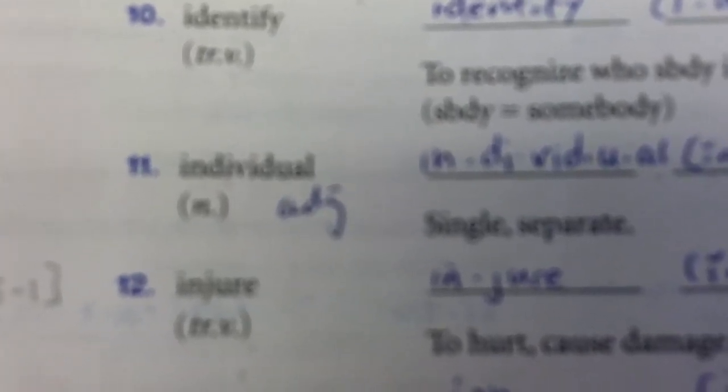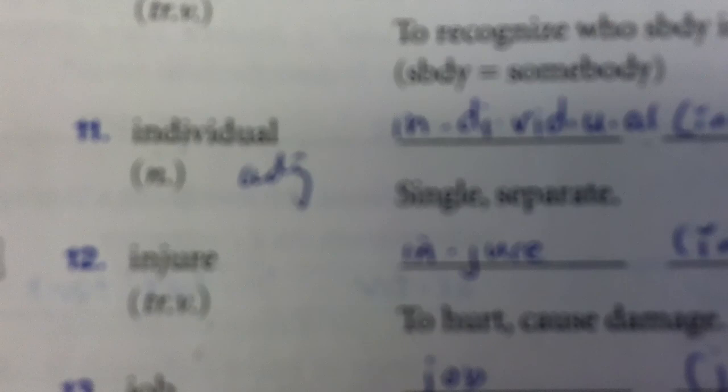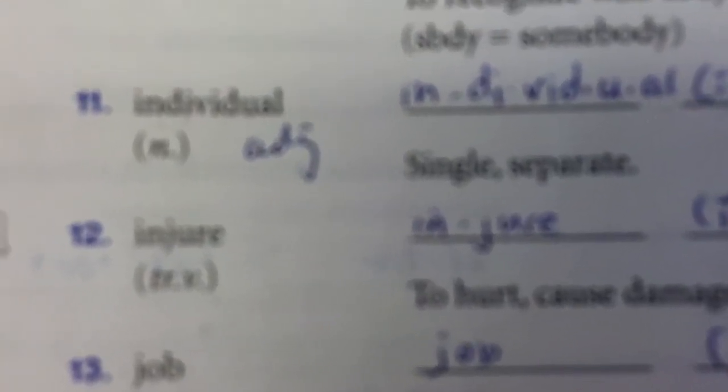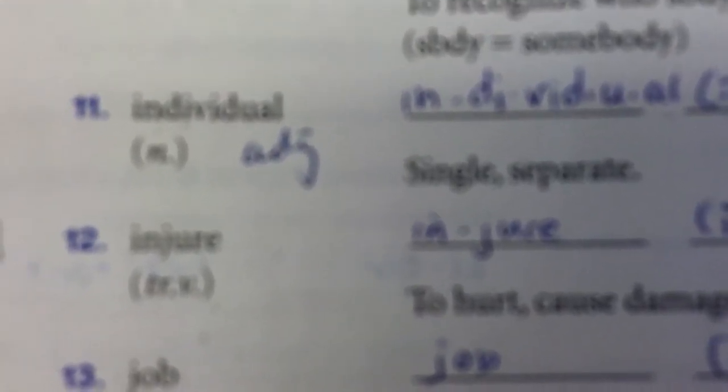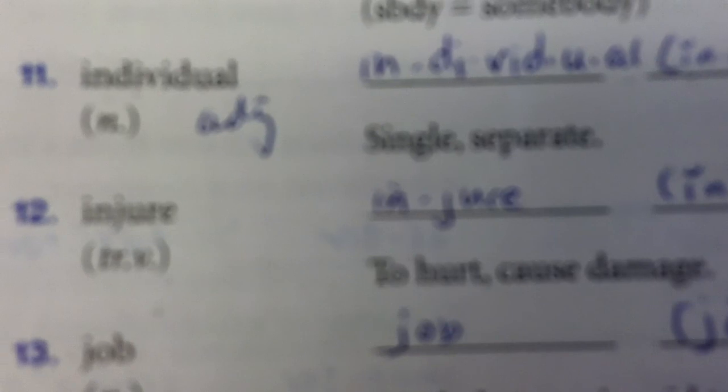So individual can be a noun. For example, each one of you is an individual. All of you together are a class. So it can be used as a noun. But if I want to use it as an adjective, we can say, all right, hold up your individual fingers. Not all five fingers together as one hand, but individual fingers. So it could be used as a noun or as an adjective.